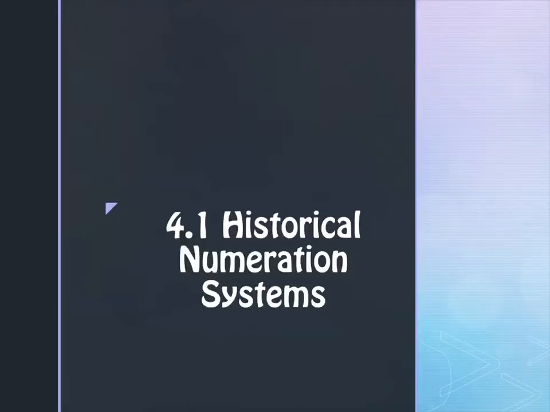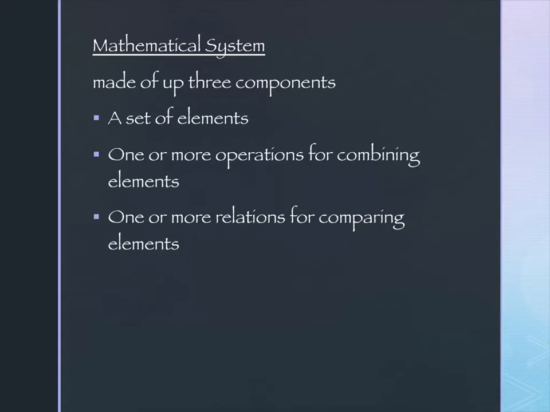All right, chapter 4. We're starting chapter 4 today, and what we're going to be looking at in chapter 4 is numeration systems. Numeration systems is how we do numbers, how we think about numbers, how we process through numbers. More specifically, we're looking at mathematical systems. So a mathematical system is made up of 3 components.